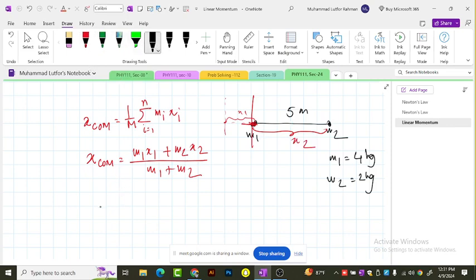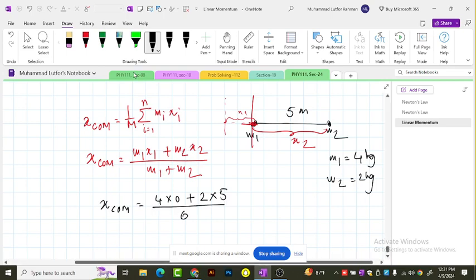So for this case I'll write my x-com should be m1, that 4 kg, 4 into 0, plus m2, 2 kg, 2 into 5, divided by total mass, which is 6, right? So 10 divided by 6 you will find. Then x-com should be 10 divided by 6, which is how much? So 1.67. All right, thank you.